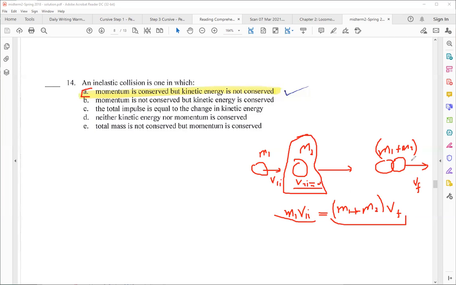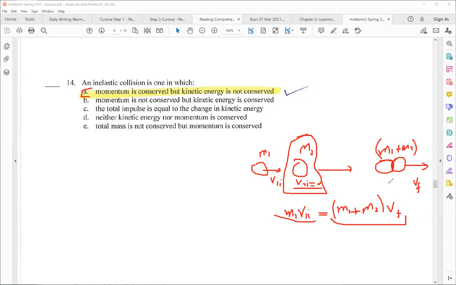Why? Because when they lock together, some of the kinetic energy that was carried along by mass 1 will be lost in the process of sticking. So it will be lost in internal stresses, internal deformation as a result of sticking together or locking together. So part of the kinetic energy will be lost.